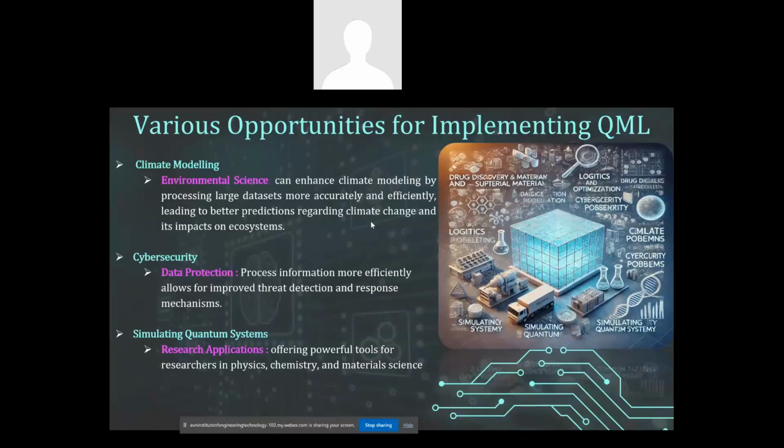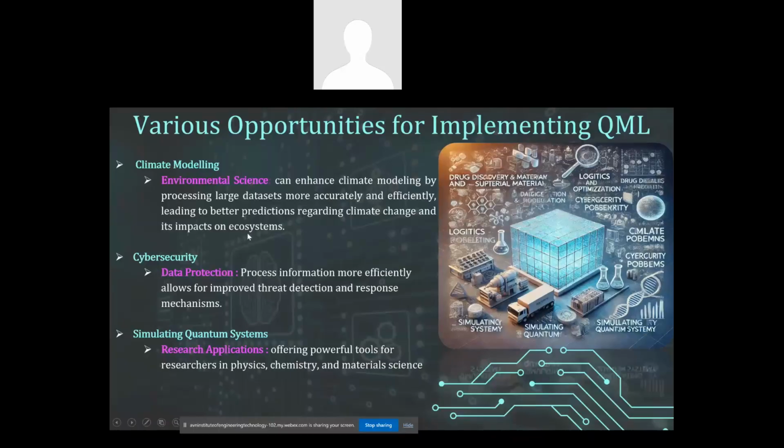For these time critical applications, if we implement quantum machine learning, we get much more accurate climate modeling. With a larger data set, we can easily predict the climate and how it impacts the ecosystem. It will be much easier, and we can get higher accuracy in predictions. So we can implement quantum machine learning in these areas: climate modeling, and then cyber security.